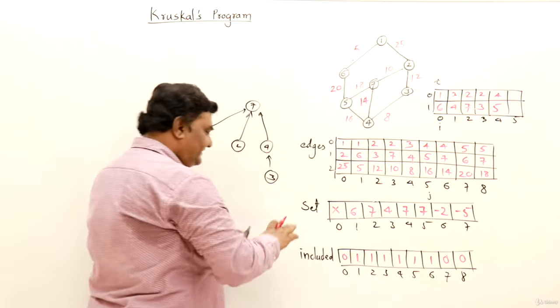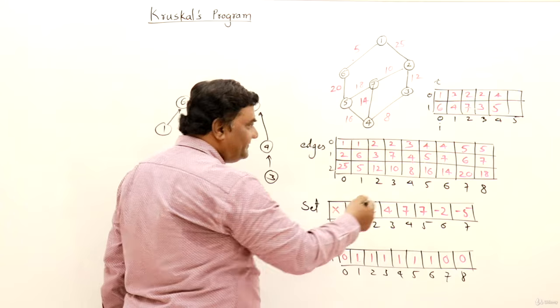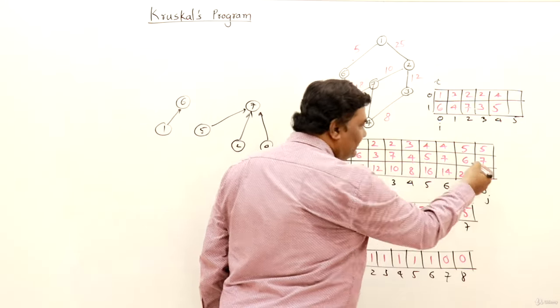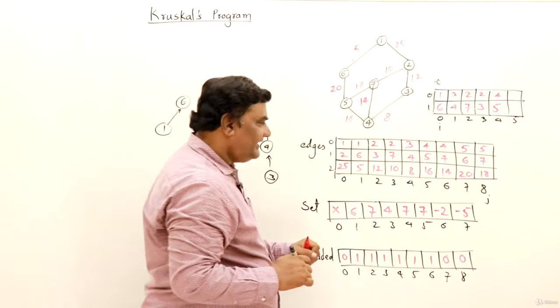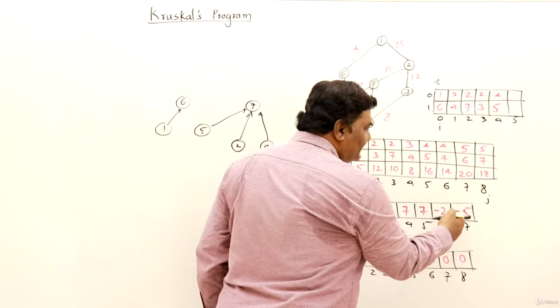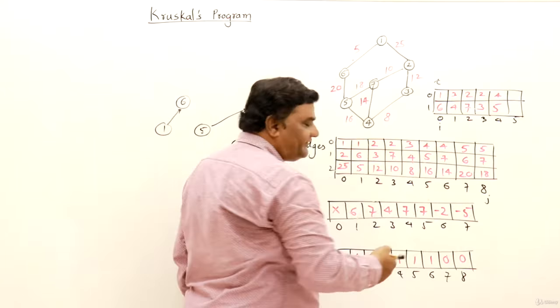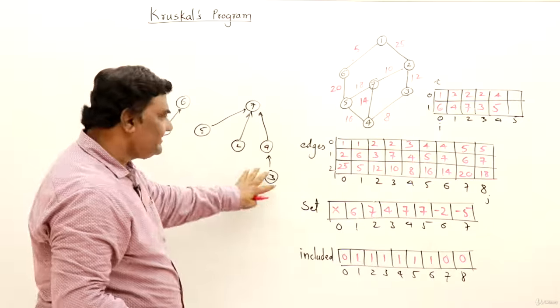So now next, check the next one. Find the next minimum. This is over. After 16, the next minimum is 5 comma 7. This one, that is minimum. Find 5 and find 7. Find 5, who is the parent? 7. Find 7, who is the parent? 7 only, because this is negative. So both are giving the same, so this 5 and 7 belong to a single set.